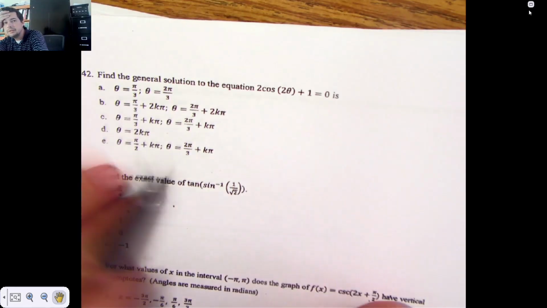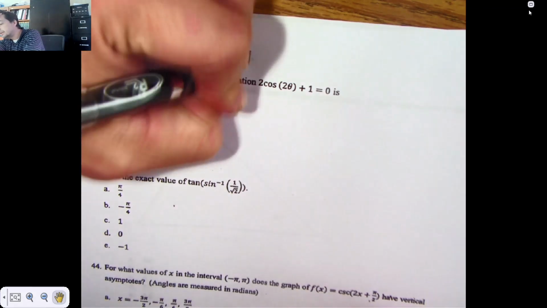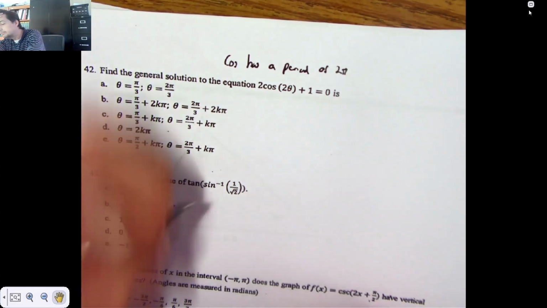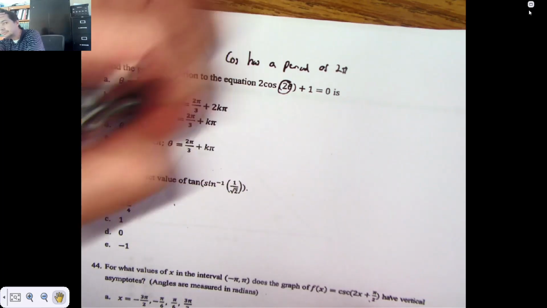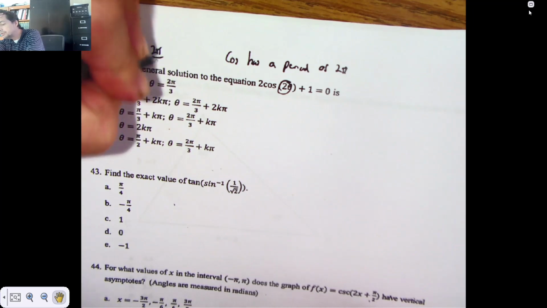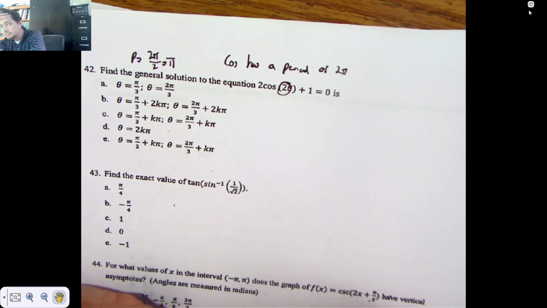Find the general solution. Remember these? Notice how they have the weird stuff here? So this is cosine. Cosine has a period of 2 pi. However, we have this here. So our period is equal to 2 pi over 2, which is pi. That's a big deal. All right? It's a huge deal. I hope you get that.